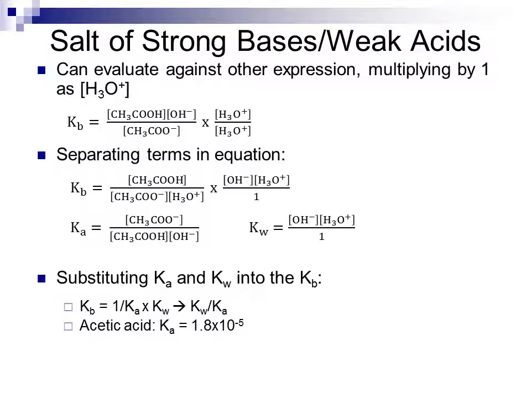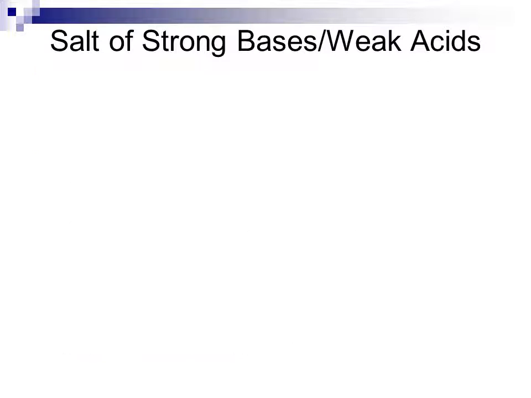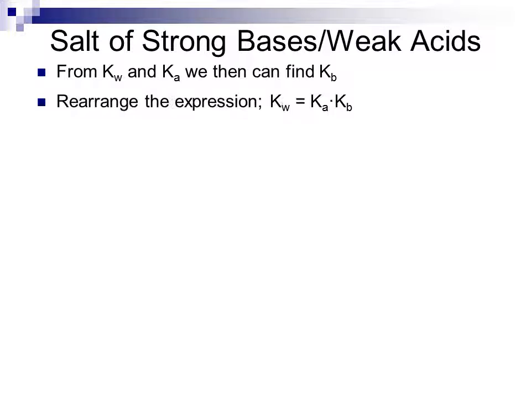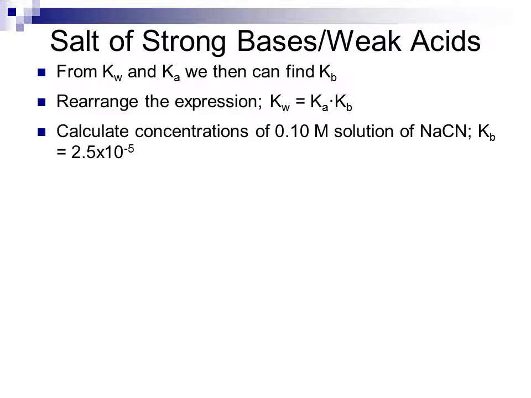Acetic acid has a Ka of 1.8 times 10 to the minus 5. The Kb then will be our Kw of 1 times 10 to the minus 14 divided by 1.8 times 10 to the minus 5, or 5.6 times 10 to the minus 10. From Kw and Ka, we can then find Kb. So rearranging the expression, Kw is always equal to Ka times Kb, in the same way that Kw is always equal to H3O plus concentration times hydroxide concentration.